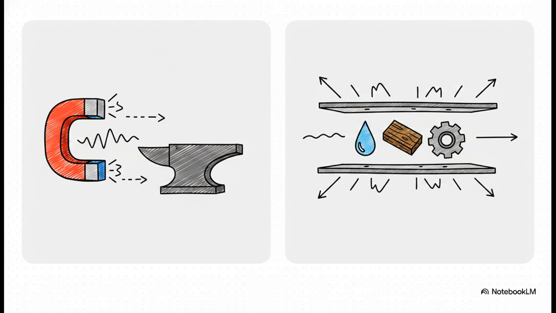On the other side, we have capacitive proximity sensors. These use an electrical field between two dielectric plates. When an object enters that field, it alters the capacitance. The real magic here is that capacitive sensors can detect almost anything, both conductive and non-conductive materials.